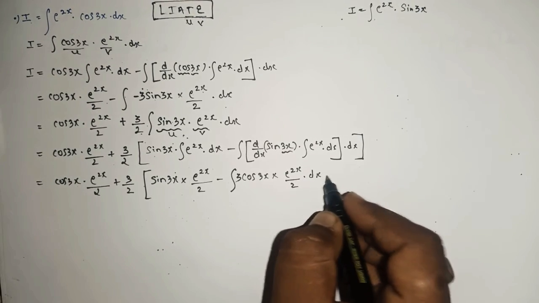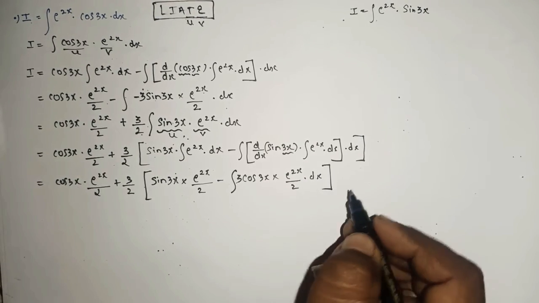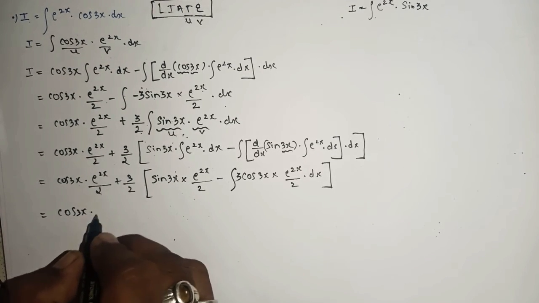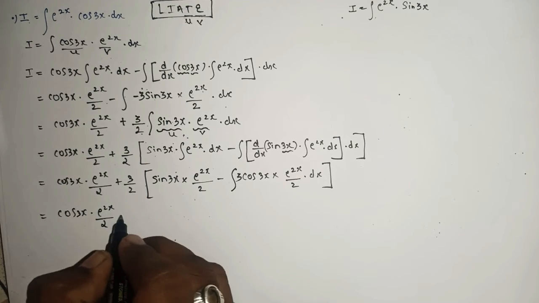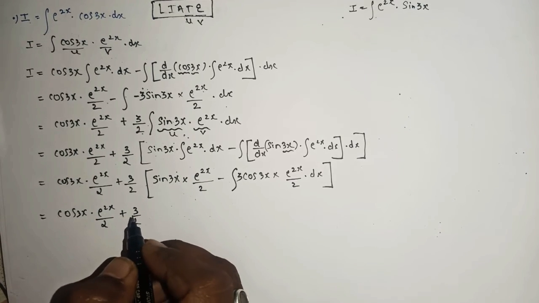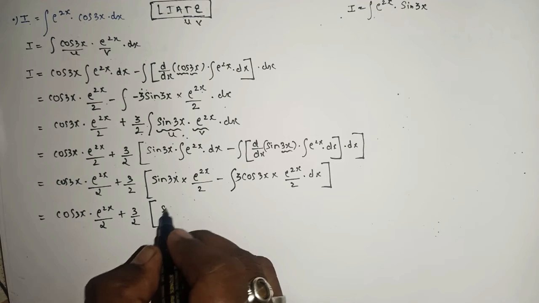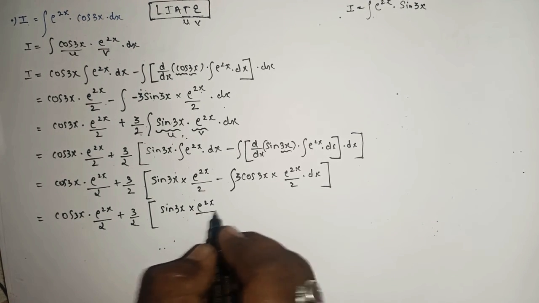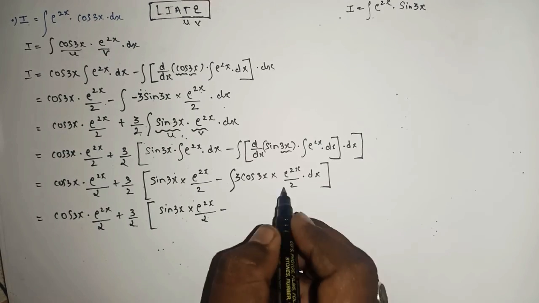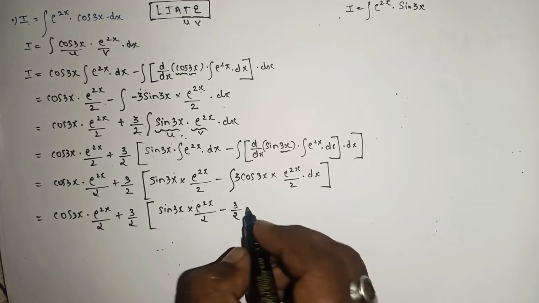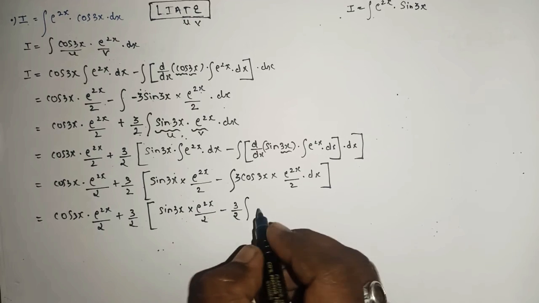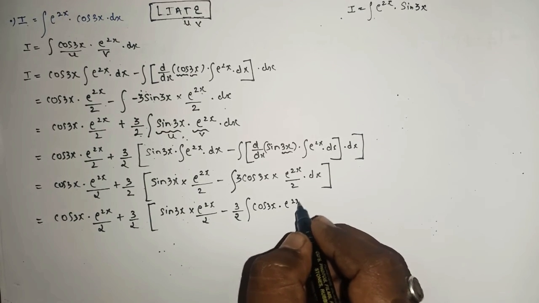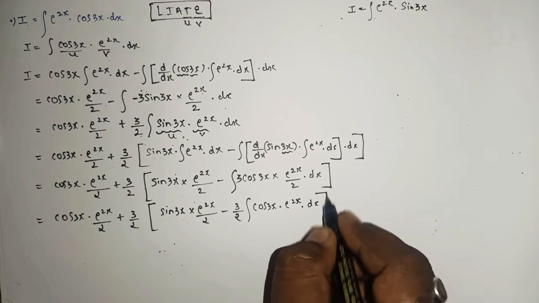Then into this dx, box. Then therefore next will be cos 3x into e raised to 2x upon 2 plus 3 by 2. So this will be sine 3x into e raised to 2x upon 2 minus, here also we can see 3 upon 2 is a number, so we can bring that outside the integral. So cos 3x into e raised to 2x into dx.